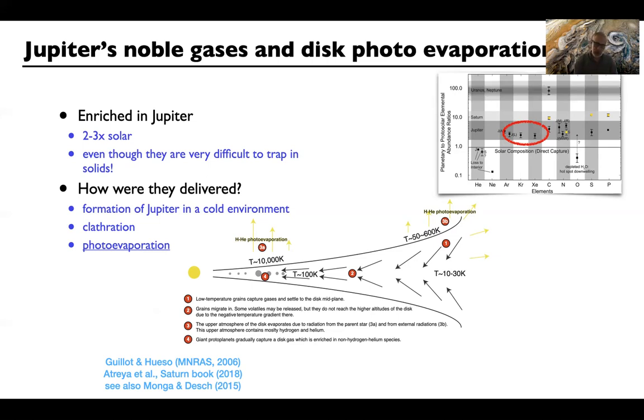And so by trying to measure that in other planets, unfortunately we have this measurement only in Jupiter because these noble gases are so transparent. This would provide the means to test this particular mechanism and others like clathration in planetesimals.